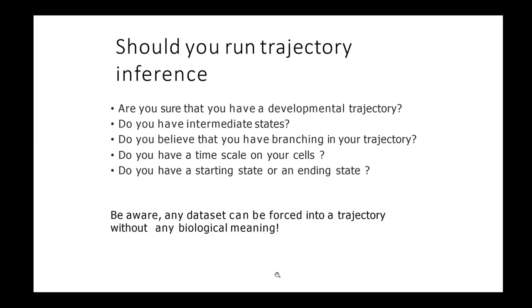Be aware, as I said, that any data set can be forced into a trajectory without having any biological meaning. So it might not make any sense to know that B cells in your trajectory come before T cells or come before epithelial cells. Maybe that is not biologically meaningful. But then maybe inside B cells to know which cells are more differentiated than others might make sense. So as you can see in this small example that I tried to make out here, there are some ways to make trajectory analysis meaningful and some where it's more difficult to understand the biological meaning behind the trajectory that you have inferred.